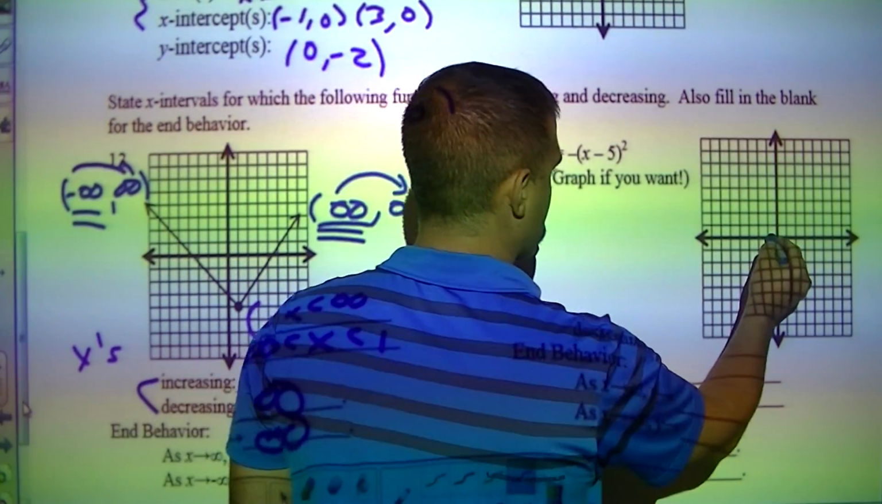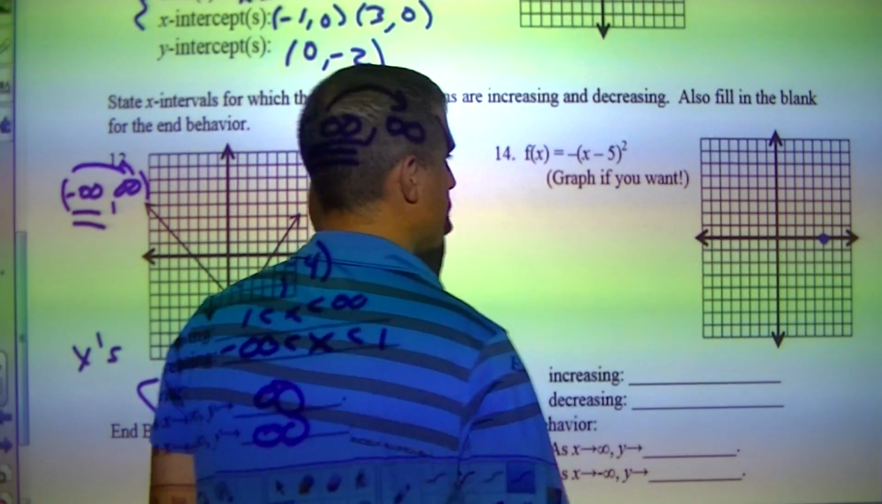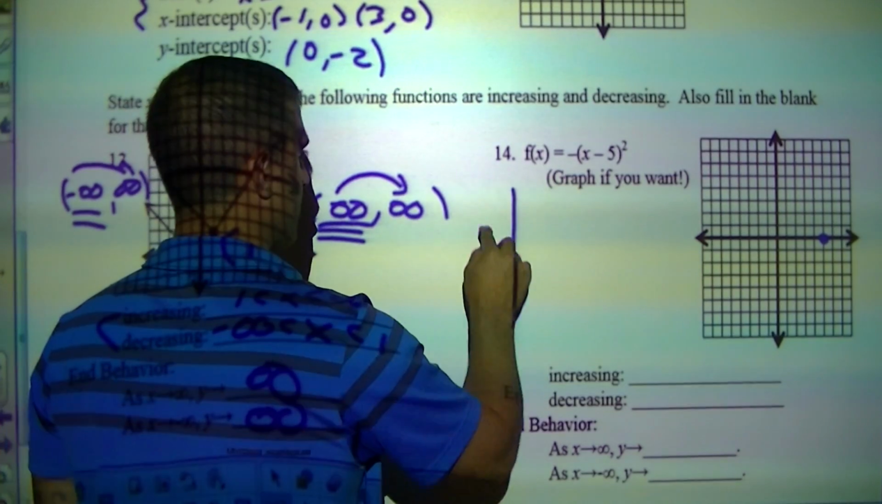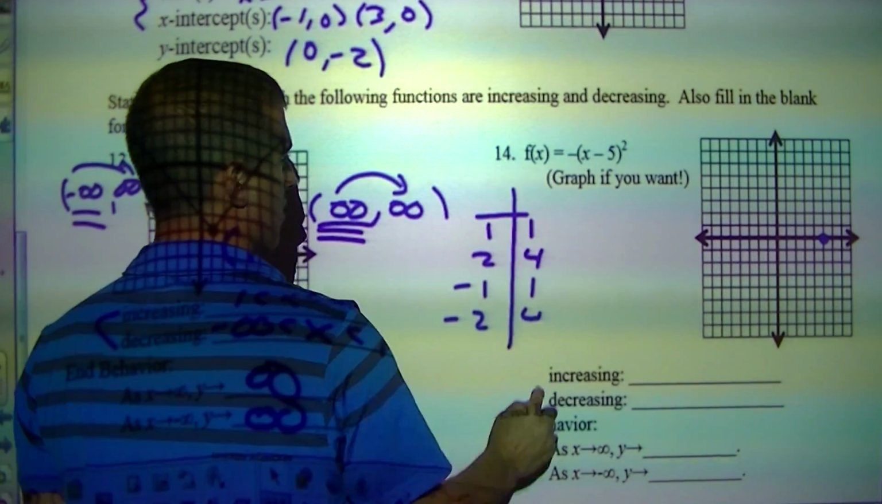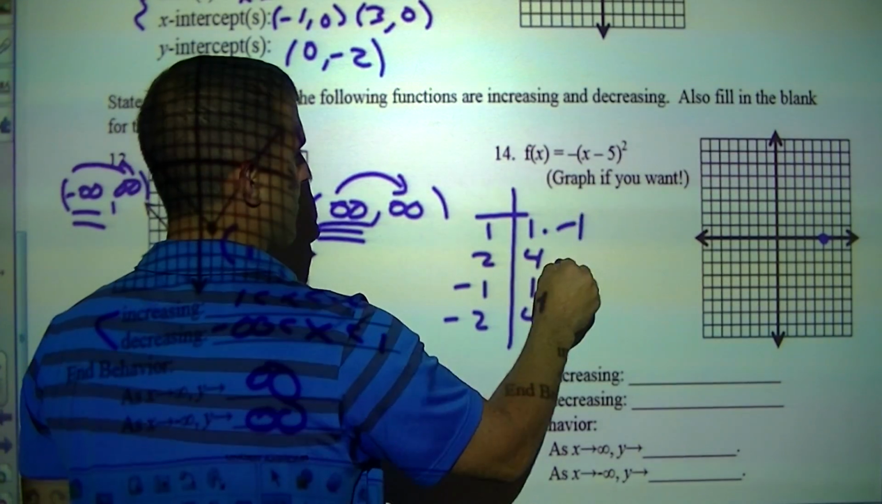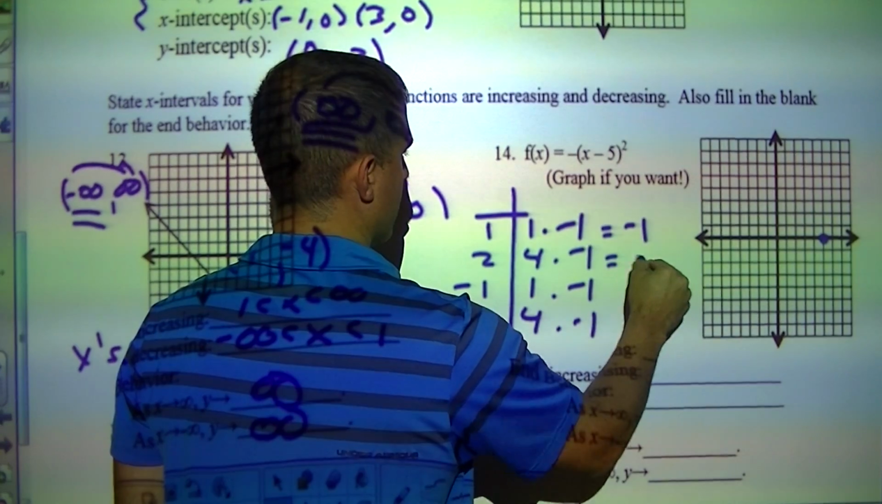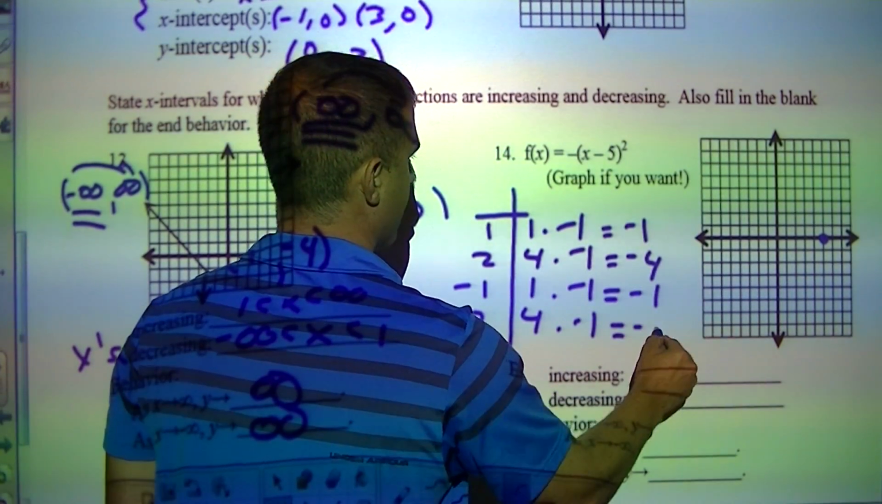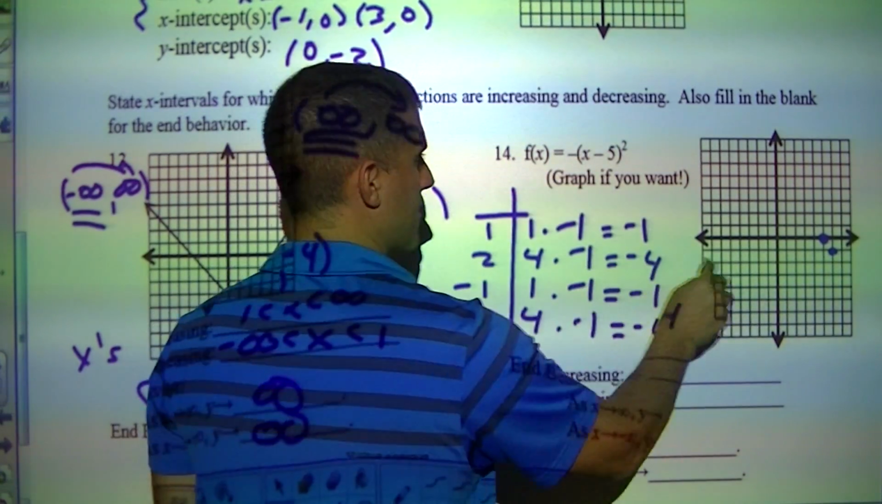Okay? This one you're going to have to graph yourself. My anchor point there is 1, 2, 3, 4, and 5. Okay? All right. Once again, 1, 1, 2, 4, negative 1, 1, negative 2, 4. Okay, since I got that negative there, I'm going to multiply everything by negative 1. So negative 1, negative 4. So 1 right, 1 down, 2 right, 4 down.